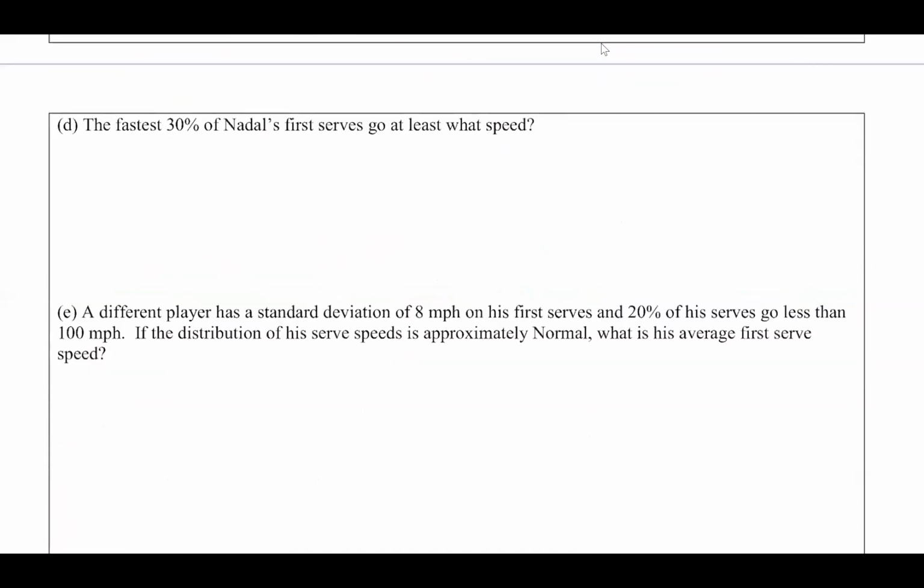So for part D, it says the fastest 30% of the law first serve go at least what speed? Okay, so if you look at this one, they're not asking us to find the percentage. They're telling us how fast the Rafael Nadal first serve has to be in order for it to be the fastest 30%. So let's go ahead and draw this out.